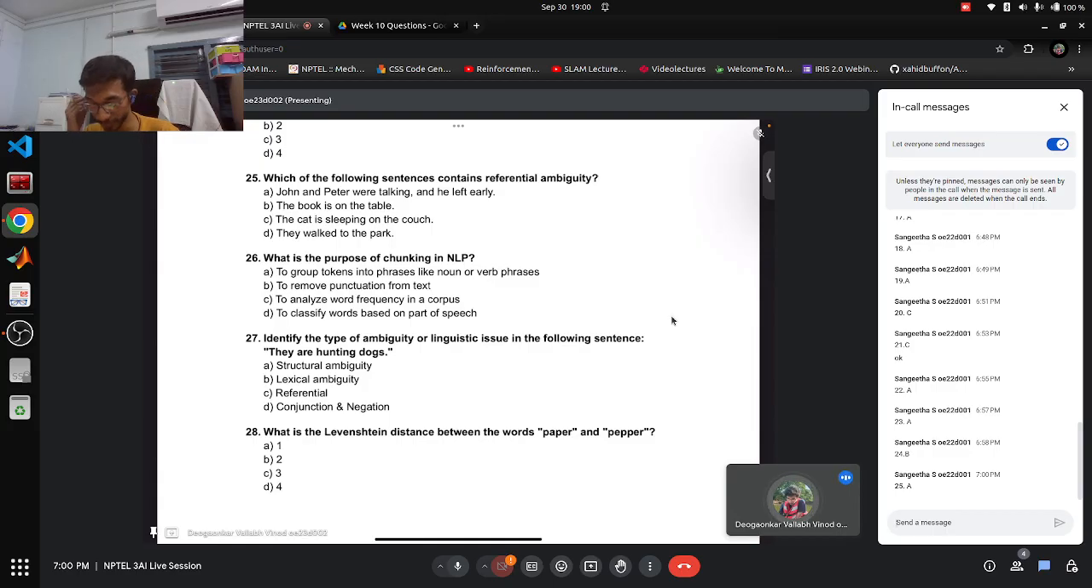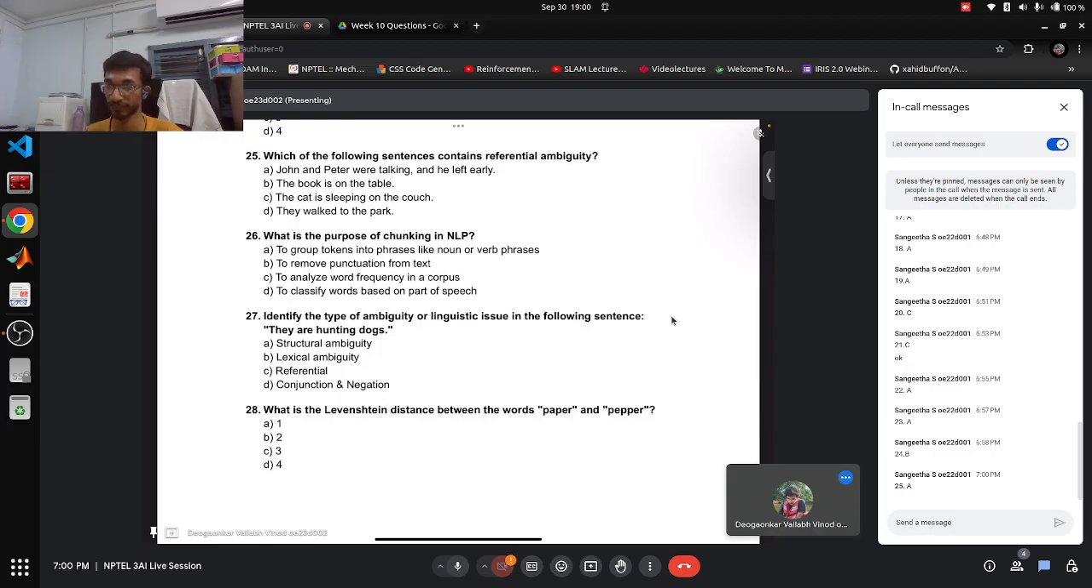So the 25th is which of the following sentences contains referential ambiguity? In this case also A, because it says John and Peter were talking and he left early, so that "he" could refer to either John or Peter. So it's a referential ambiguity for the 25th, A.